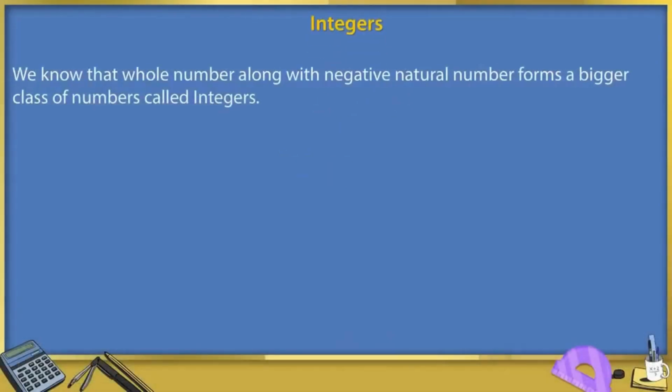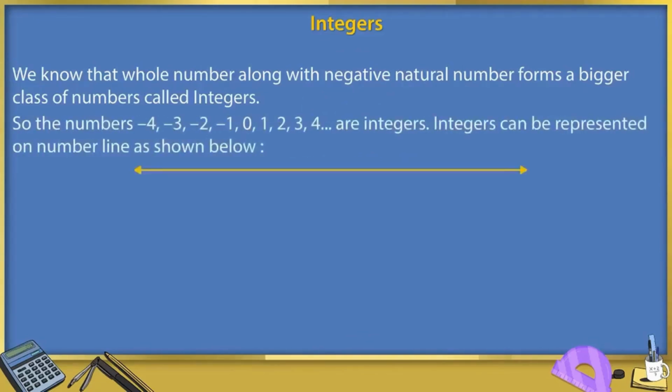Integers. We know that whole numbers along with negative natural numbers form a bigger class of numbers called integers. So, the numbers -4, -3, -2, -1, 0, 1, 2, 3, 4, and so on are integers. Integers can be represented on a number line as shown below.